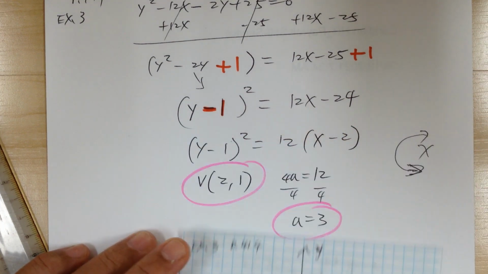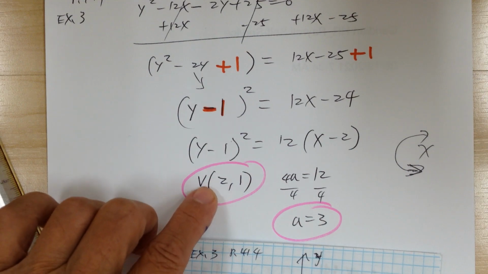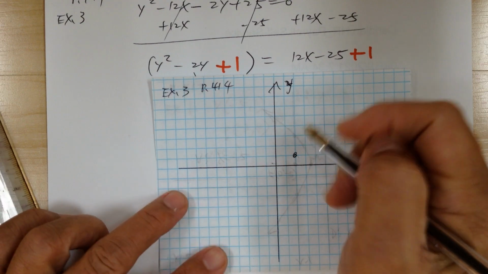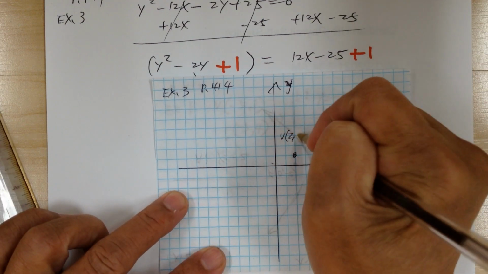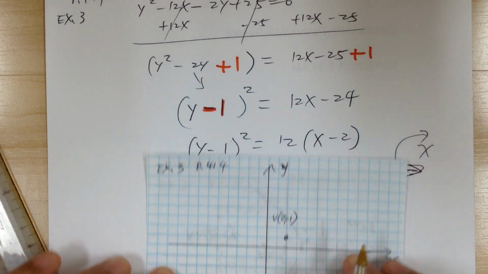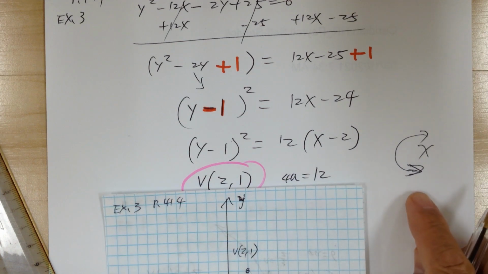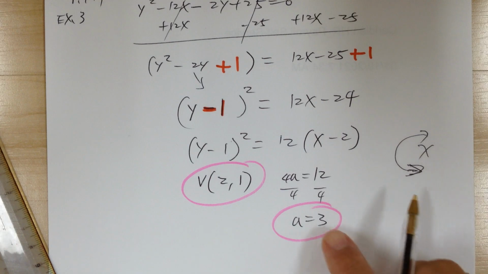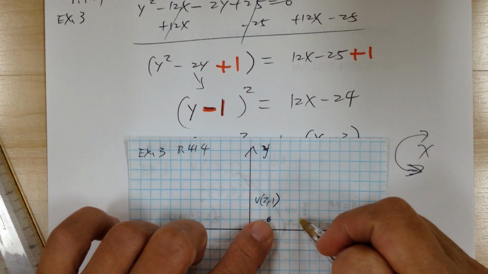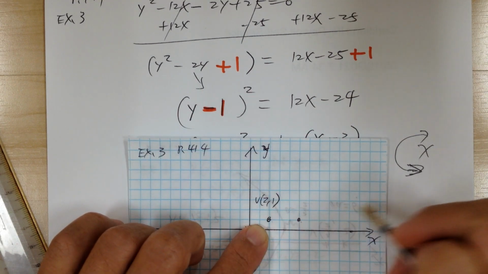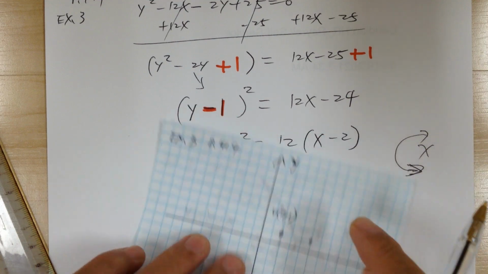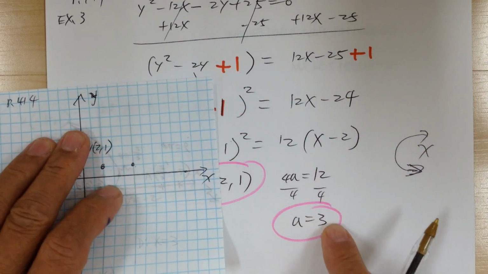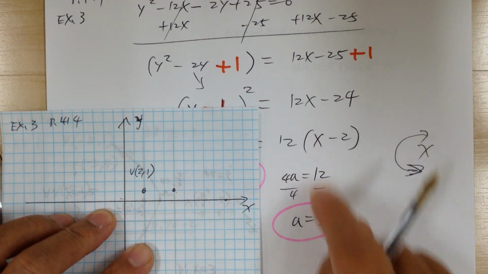Okay. So you always plot your vertex. Vertex is your key point. So it's 2, 1. So that's your vertex at 2, 1. Okay. And now this opens in the x direction, and a equal to 3. So that means you go 3 in the x direction. Again, this is the x direction, so you go 3, go 3 again. So see the a equal to 3. So you go 3 in the x direction.